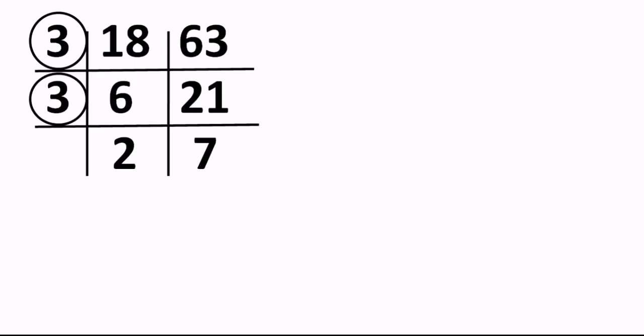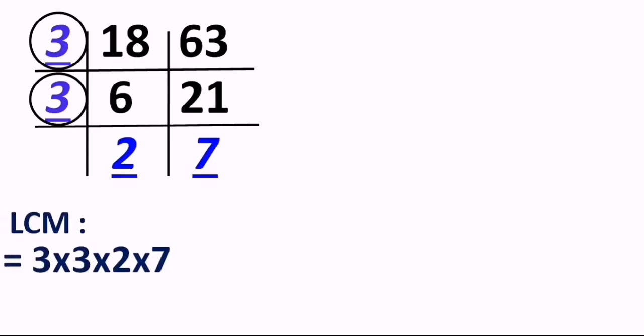Okay, now we are at the bottom of the structure, that is 2 and 7, right? And 2 and 7 are not divisible by the same number, and we have to stop over here, right? And after this, all these blue color numbers will be chosen for the LCM in the product form, and that results in the answer 126.